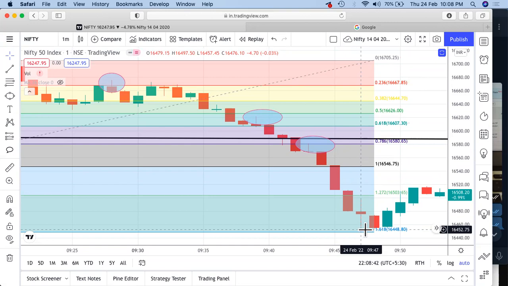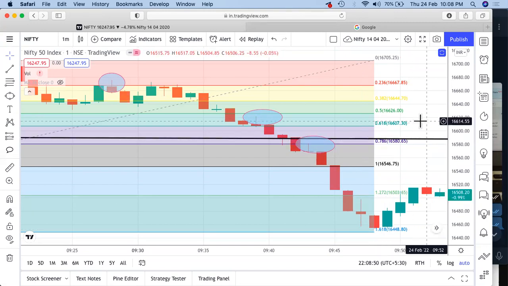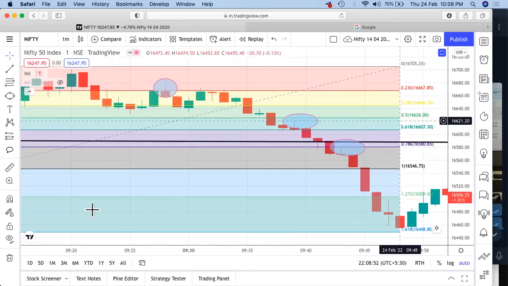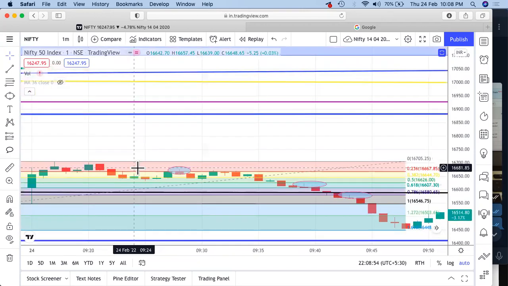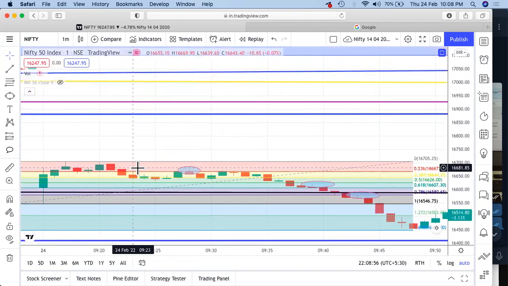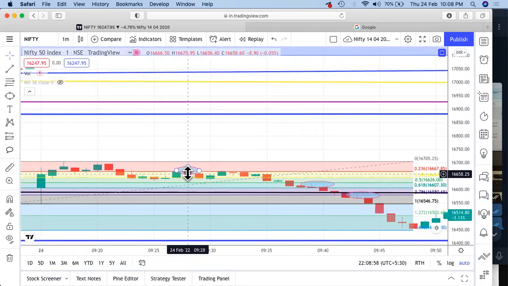I was thinking that it will go till 1. Yes, I was not using any extensions till now. So the first and most important thing is the range which is being formed. Once the range is formed, wait for a reversal. The reversal would be either at this point or this point.